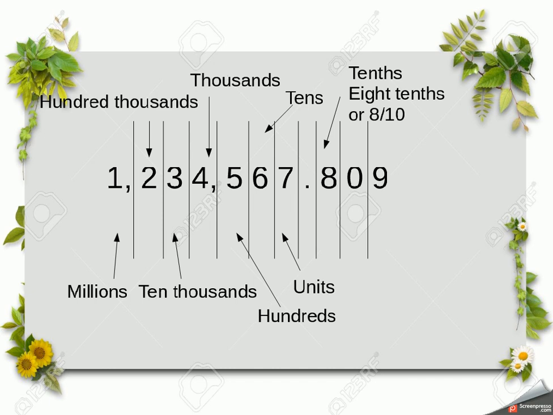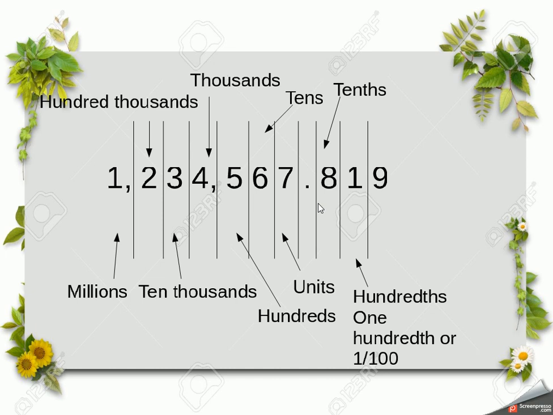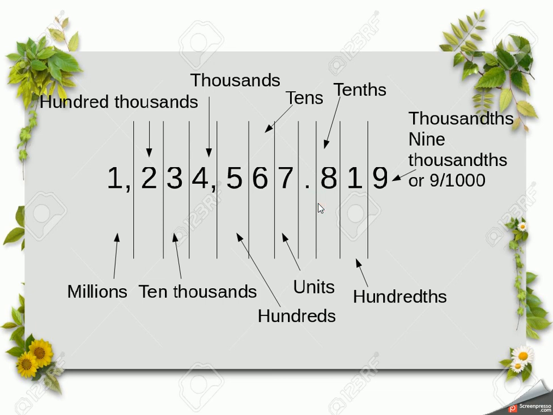So 1,234,567.8, not 0.8 tenths. Let's quickly swap the 0 for 1 here. This 1 then is in the hundredths column. Notice how the columns are becoming 10 times smaller. So the first column on the right of the decimal was tenths column, then a hundredths column, and then the last one is going to be the thousandths column.